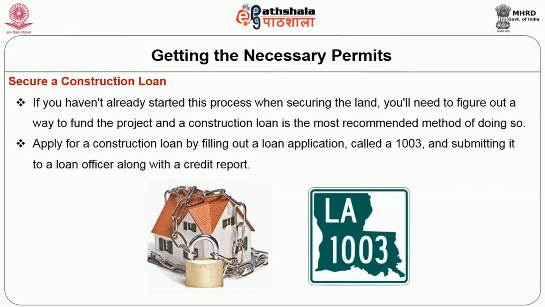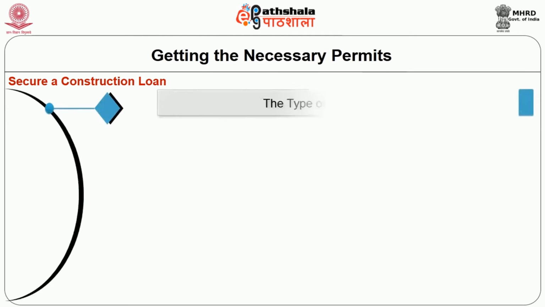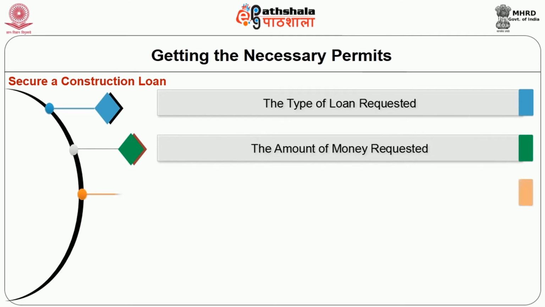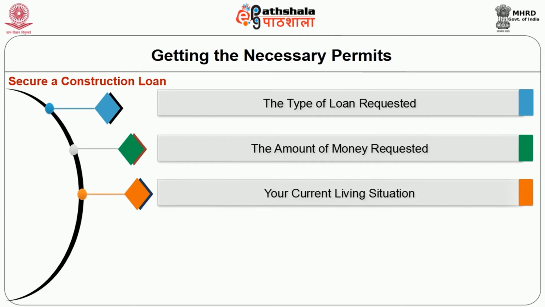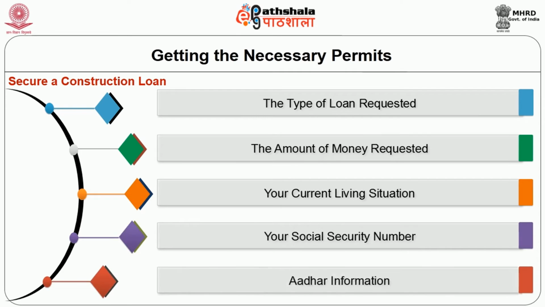Apply for a construction loan by filling out a loan application called 1003 and submitting it to a loan officer along with a credit report. The completed loan application will need to include information like the type of loan requested, the amount of money requested, your current living situation, your social security number, Aadhaar information, etc.